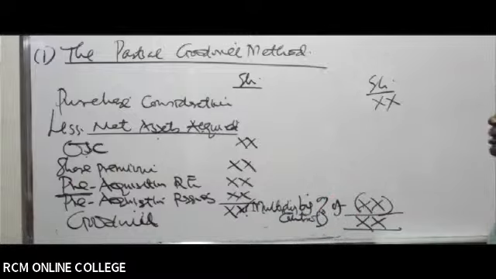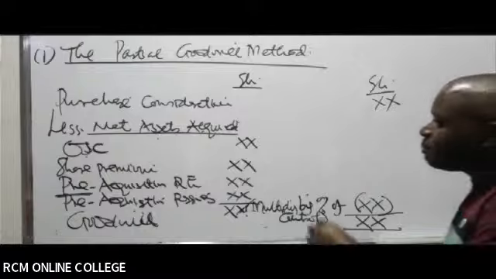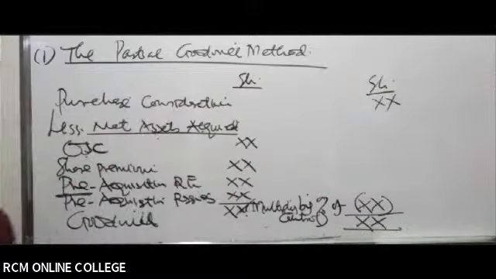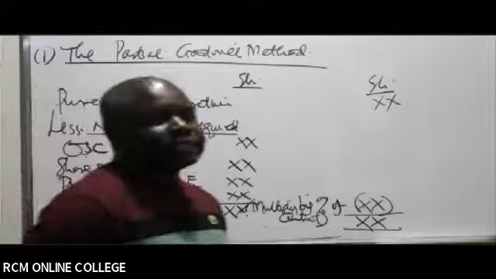It won't tell you that it wants you to use the partial goodwill method, but in the additional information, they won't tell you the fair value of NCI. They'll tell you how the NCI is measured. If they tell you the NCI is measured at fair value of this amount, they want you to use what?